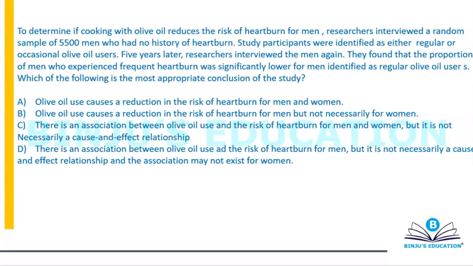This is from the concept of random sampling. Recent times, these questions have been coming frequently, so try this one. Let's see what this question is. Determine if cooking with olive oil reduces the risk of heartburn for men. Researchers interviewed a random sample. So we have a random sample of 5500 men who had no history of heartburn.